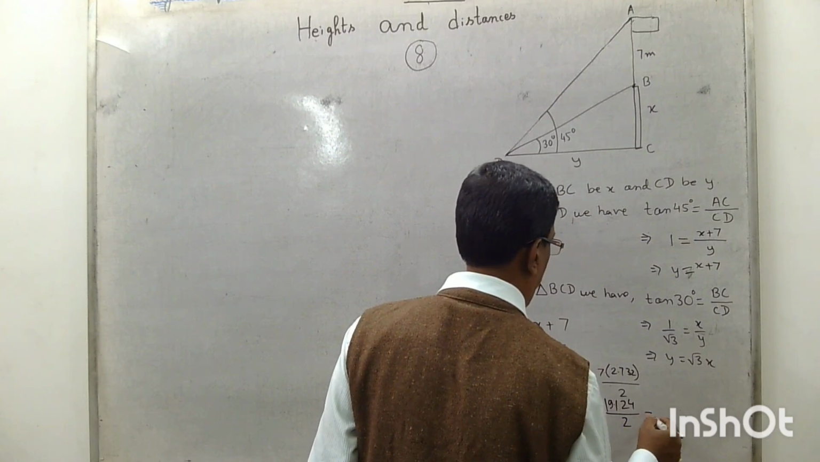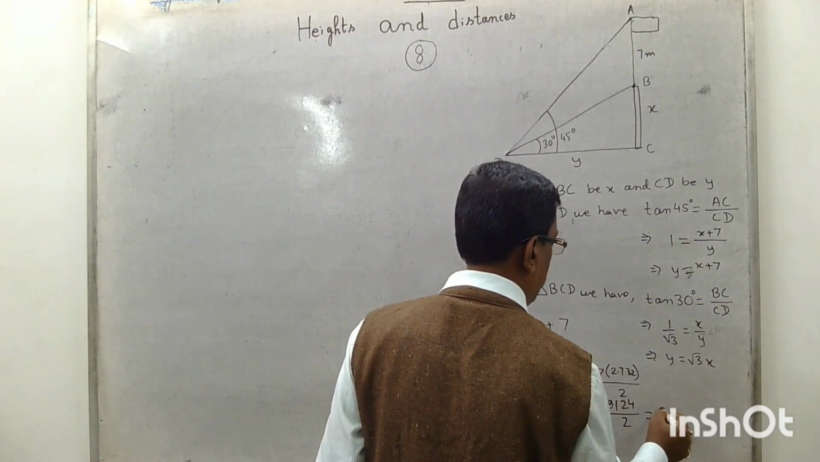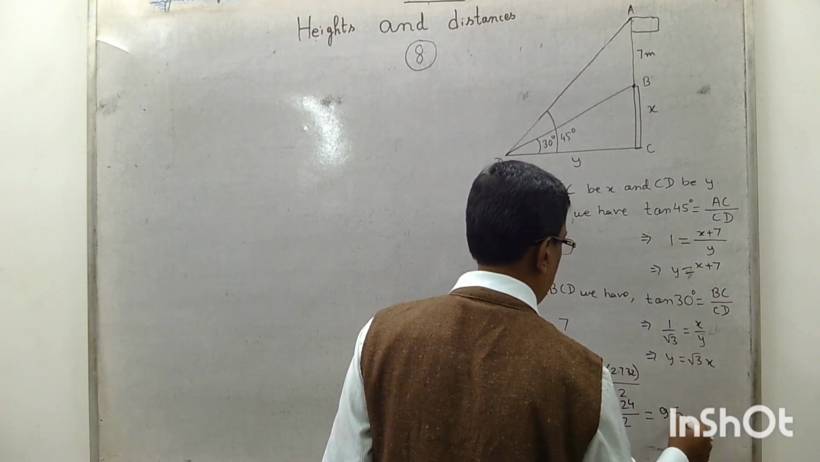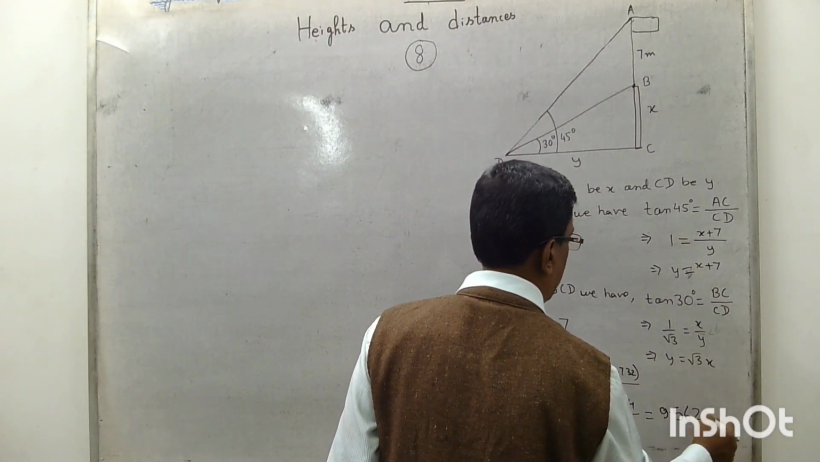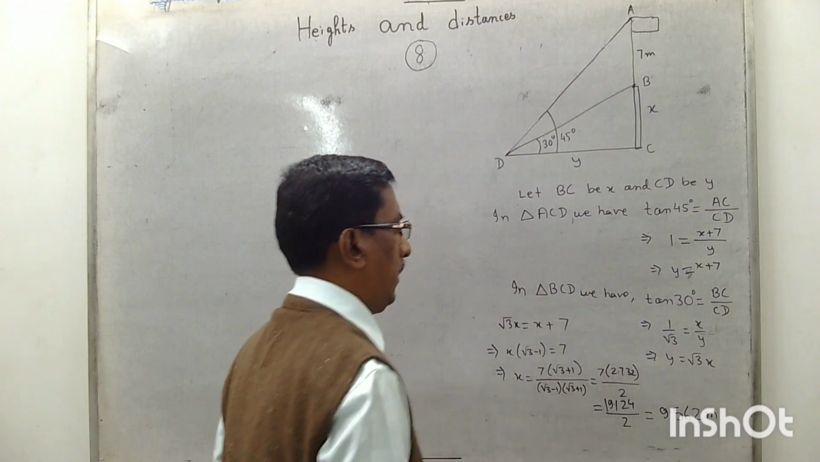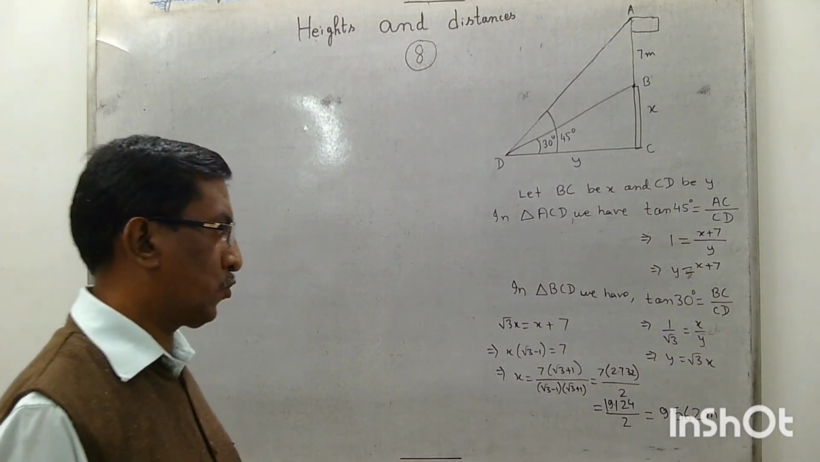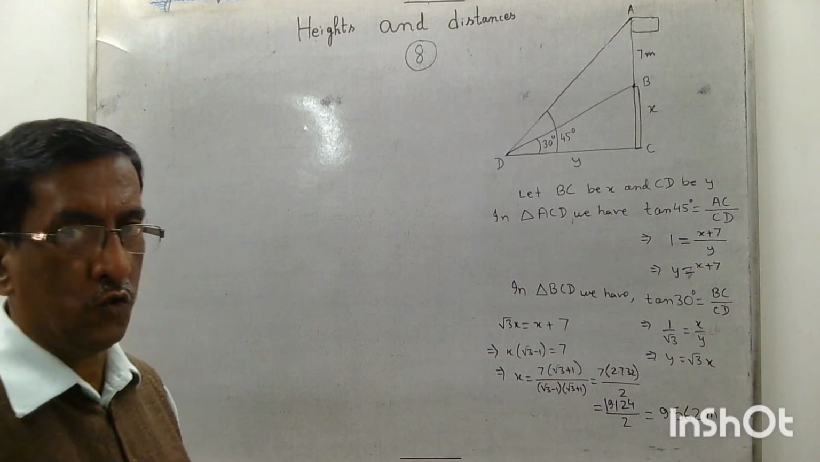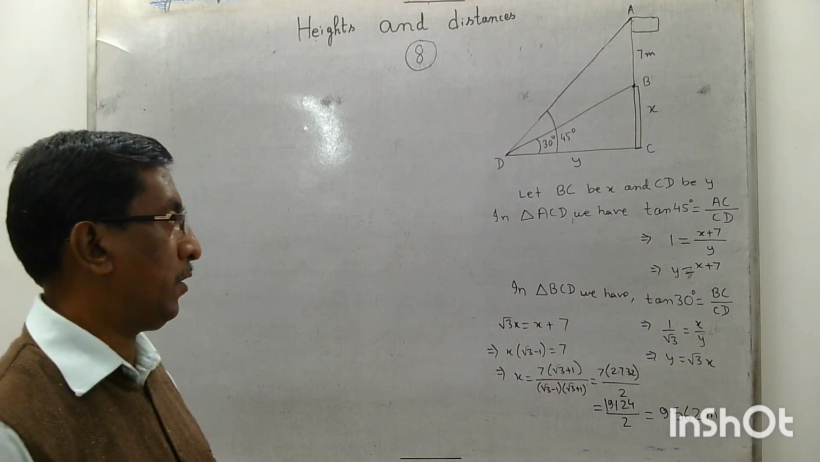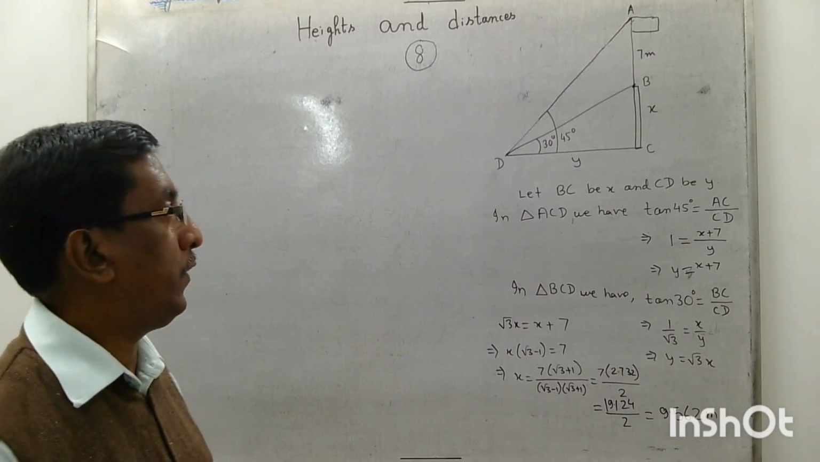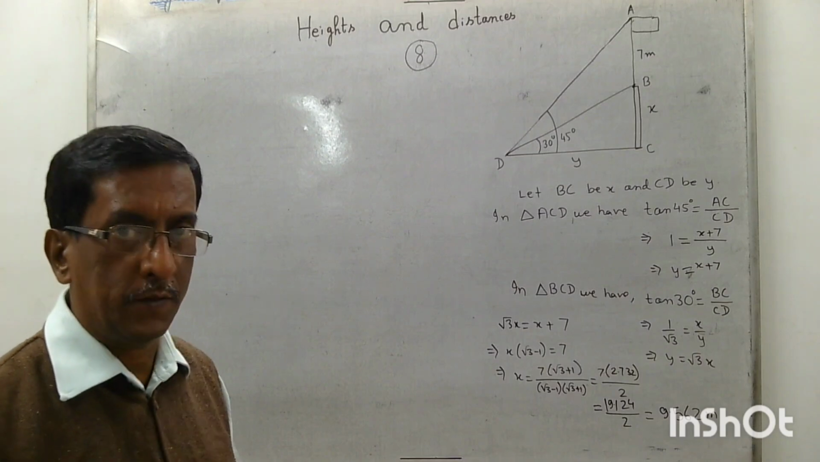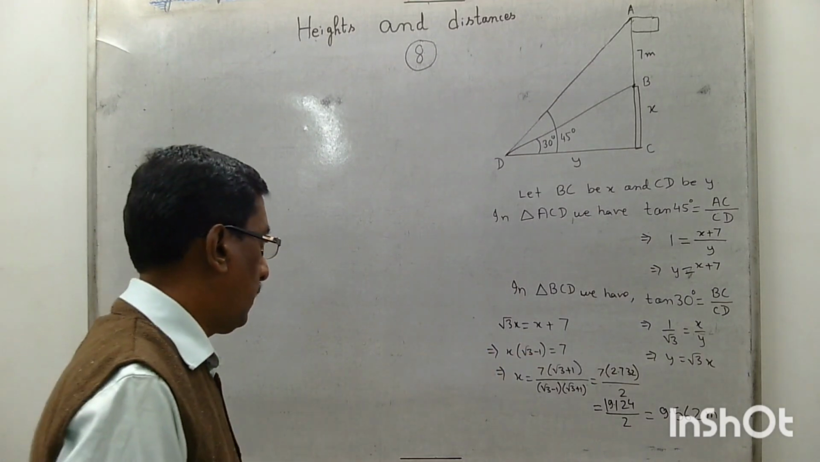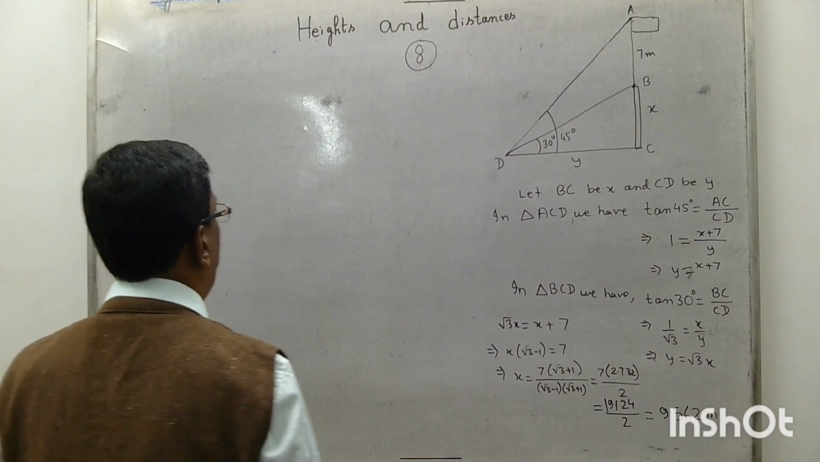19.124 divided by 2, approximately 9.562 meter. It is the height of the tower on which the flagstaff has been kept. So this is the answer. Now I will go to problem number 9.